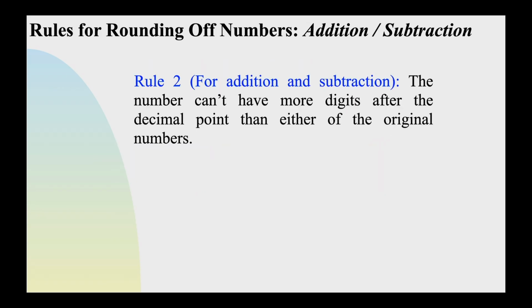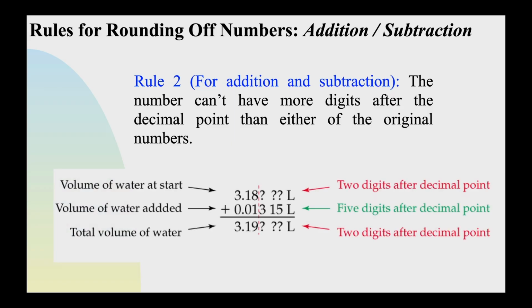When you add and subtract, that's where the doubtful digit pops in, and your answer must cut off at the larger doubtful digit. So let's say that we have 3.18 liters of some liquid, water I guess, and we add 0.01315 liters, so a pretty small number. When you add these together, you get 3.19315, but where do we cut off the sig figs? The idea is you cut it off at the larger doubtful digit.